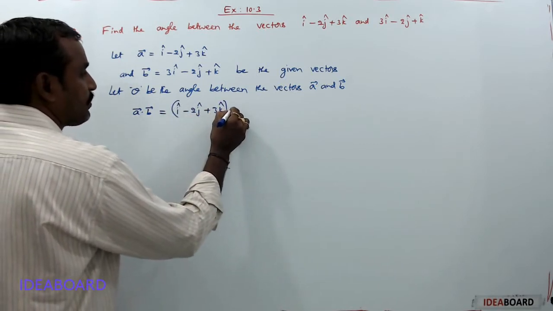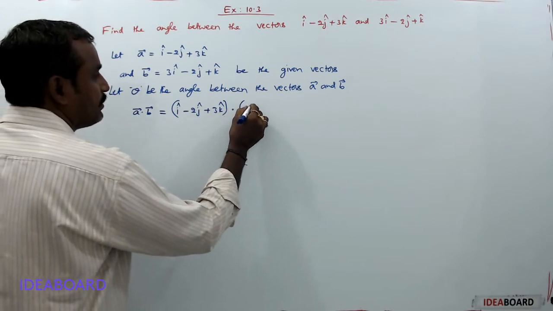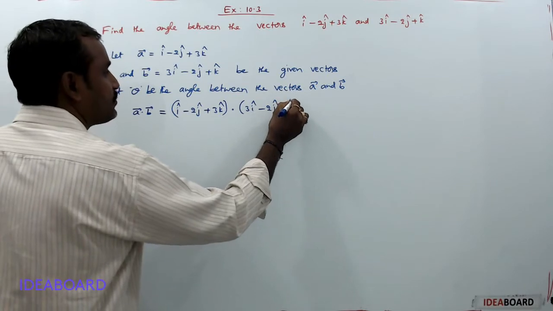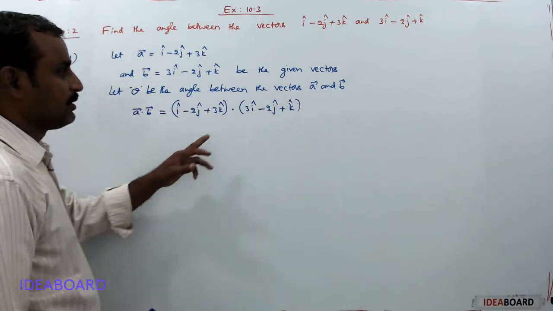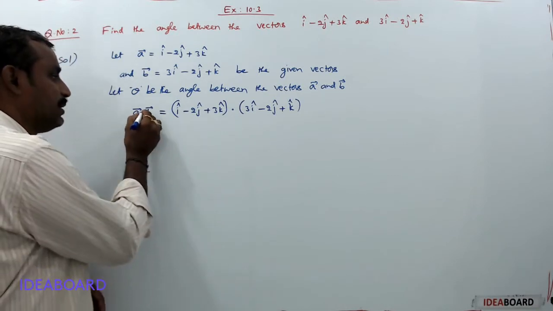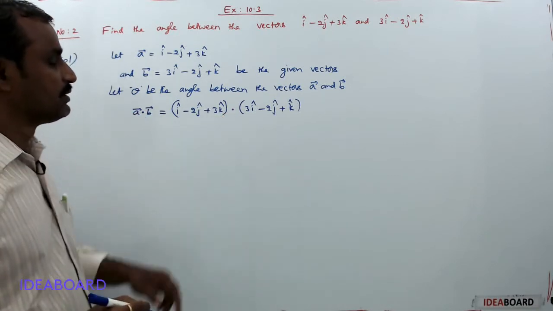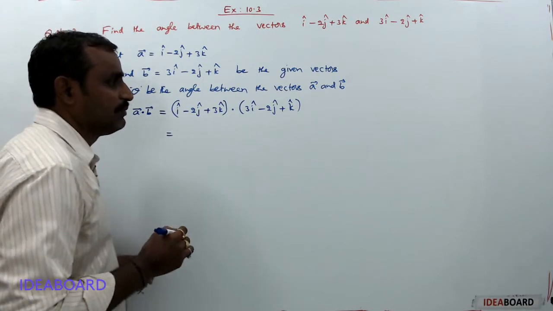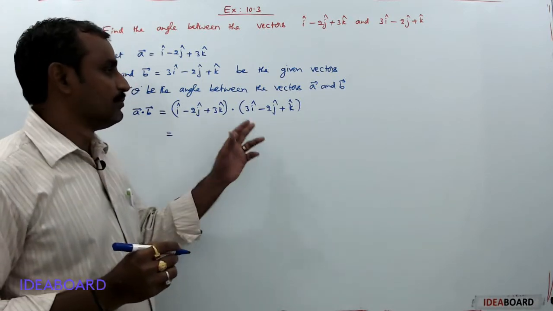This is the dot product with 3i cap minus 2j cap plus k cap. Between the vectors, the dot is compulsory here and here. So now A bar dot B bar. After that, how to compute the product, we already learned in the properties.